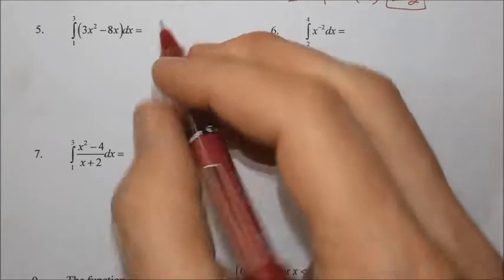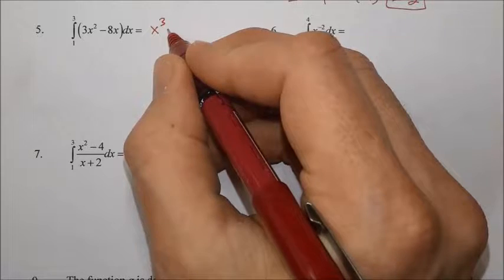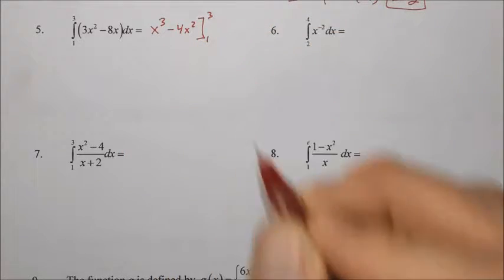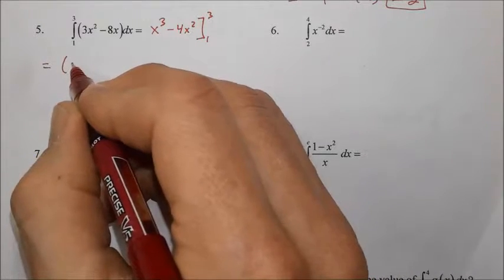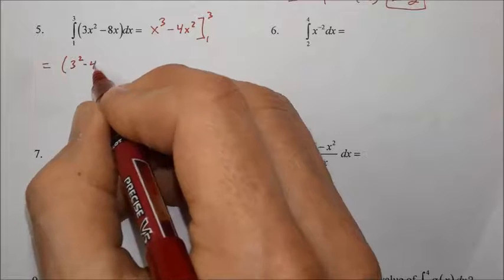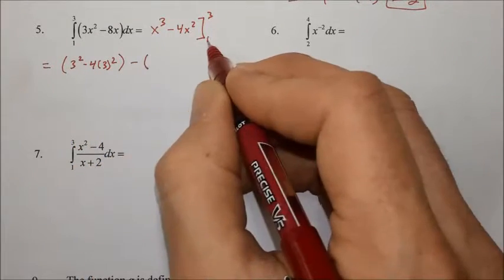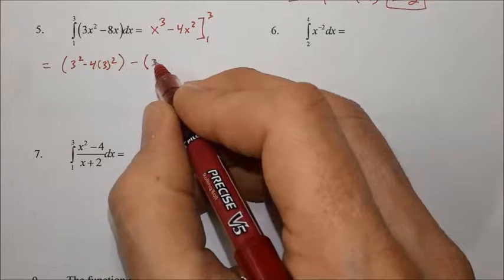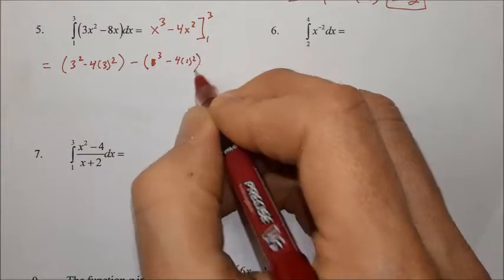Problem number 5, the antiderivative of 3x squared is x cubed. The antiderivative of 8x is 4x squared. That's being evaluated from 1 to 3. So we plug in 3 first, and we have 3 cubed minus 4 times 3 squared, minus, now we plug in the 1, 1 cubed minus 4 times 1 squared.